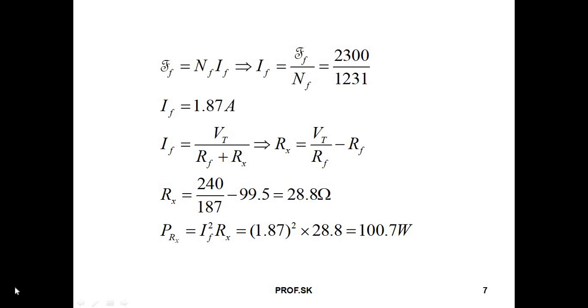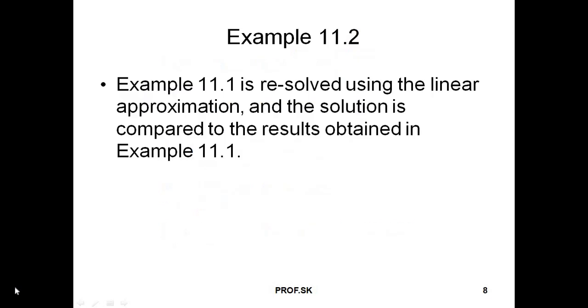Then field current is equal to terminal voltage divided by field resistance plus external resistance. The external resistance is equal to Vt divided by If minus Rf. Then 240 divided by 1.87 minus 99.5 is equal to 28.8 ohm. Then power is equal to I squared into R, 1.87 whole squared into 28.8 is equal to 100.7 watts. And next problem, example.